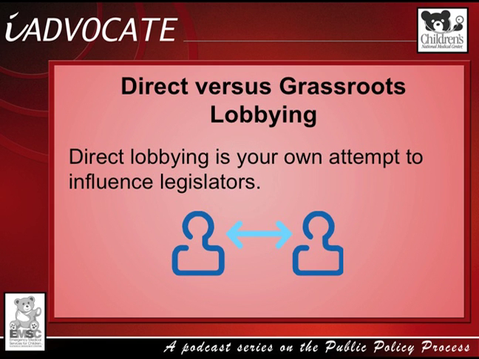There are two types of lobbying: direct and grassroots. Direct lobbying is any personal attempt you make to influence legislators. This may be done through written correspondence, telephone calls, an in-person meeting, or oral testimony before a committee or commission.